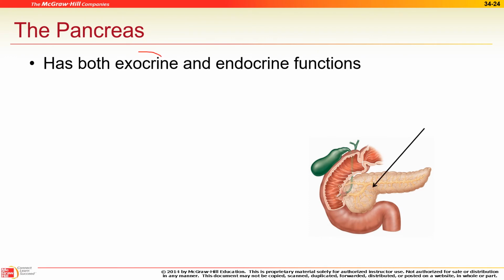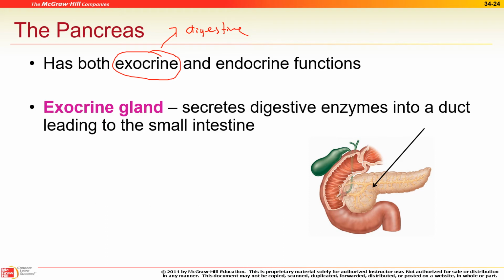The pancreas. So its exocrine function is the digestive juices, digestive enzymes that are produced. So these go via a duct and they directly empty into the duodenum of the small intestine. Those secretions are also very basic to neutralize the acid chyme coming from the stomach. We'll cover that more in the gastrointestinal system.